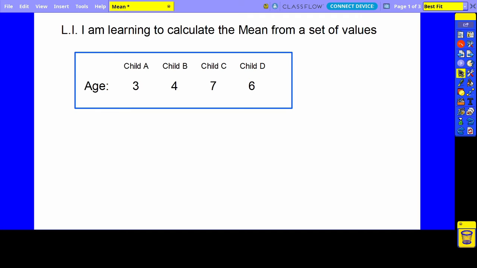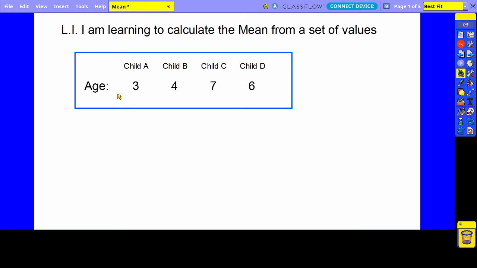Hi everyone. In today's video, we're going to be learning to calculate the mean from a set of values. So we have a set of different values here, and the mean is essentially the average value within this set.